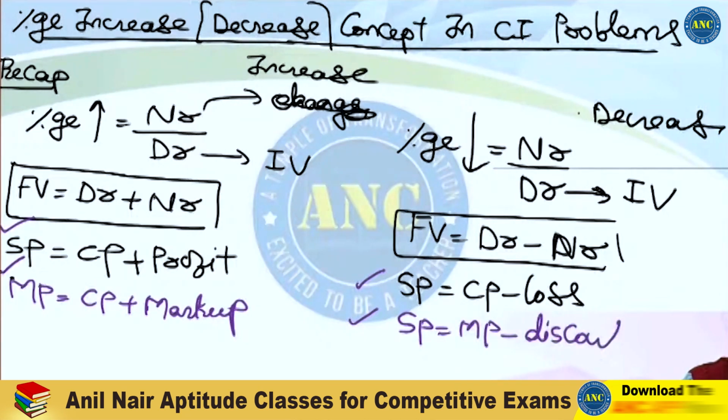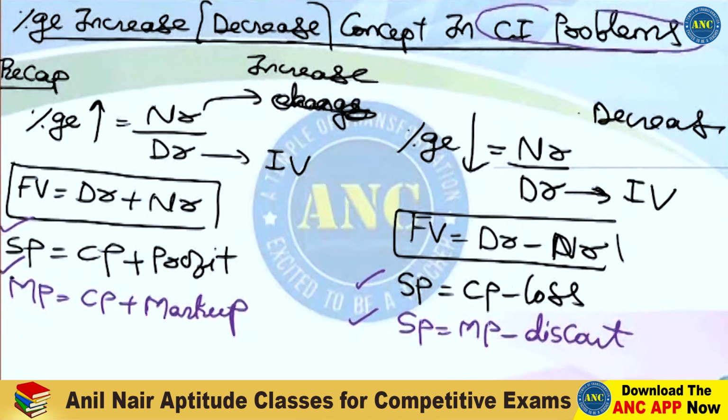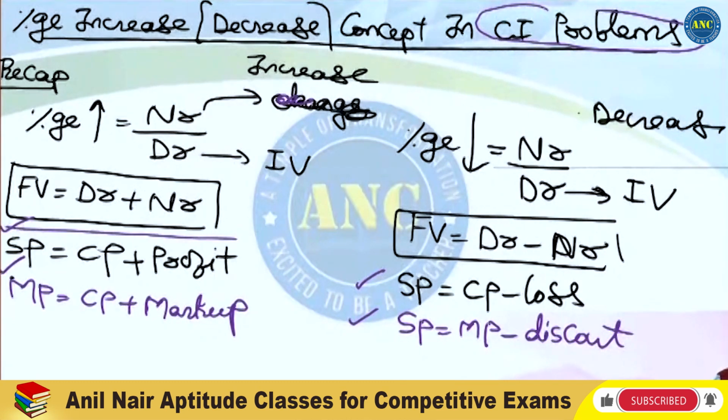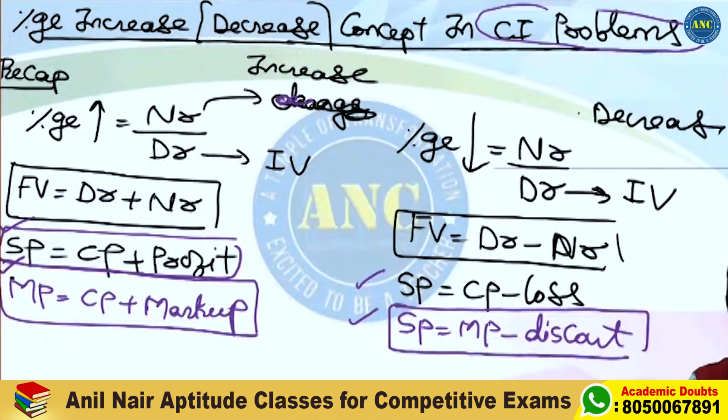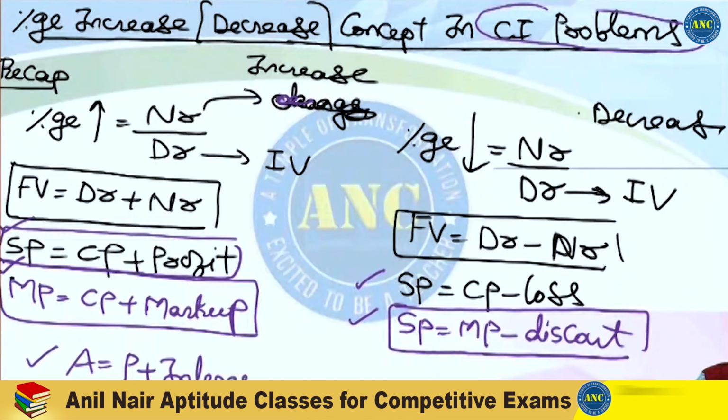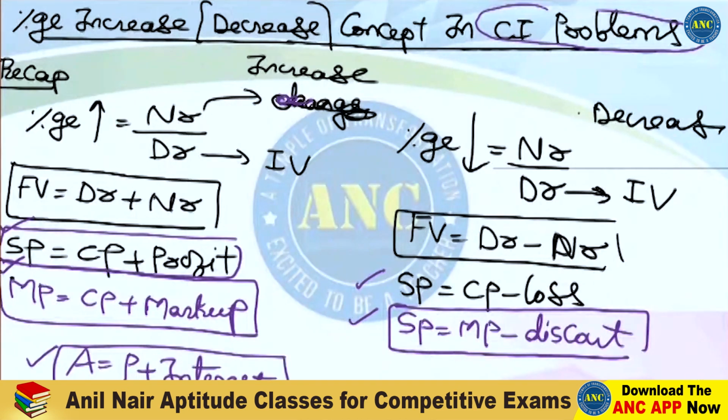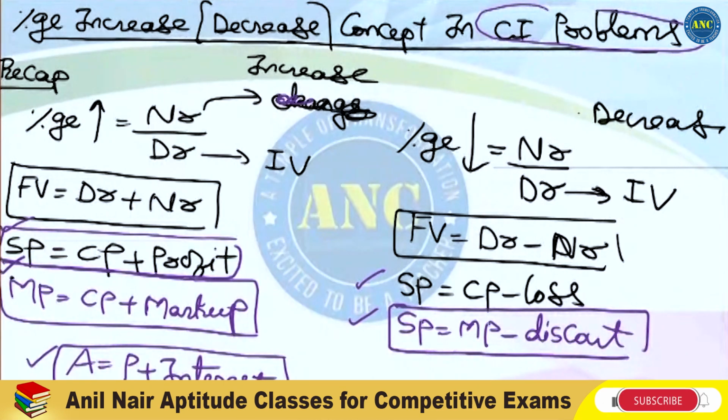Morning we discussed these concepts, how it is used in compound interest and profit loss and discount problems. Once you understand compound interest, simple interest is extremely easy. SP equivalent to CP plus profit. Market price is CP plus markup. SP equivalent to market price minus discount. Finally, it is amount equivalent to principal plus interest. Thematic based learning, how this concept is used in multiple problems. This is what we did. Amount equivalent to principal plus interest.